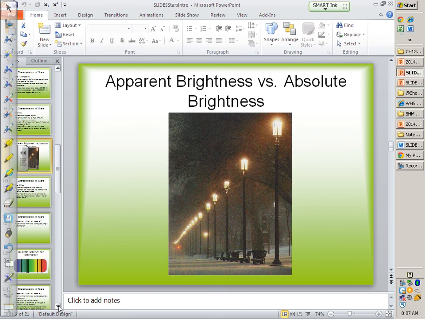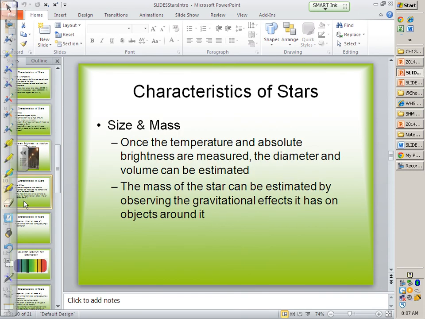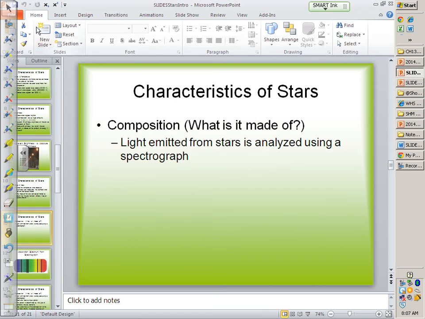All right. The next thing we want to know about stars is what they're made out of. Did we do size and mass? Did we figure that? Yeah. Gravitational effects give us the mass of that star. All right, composition. What is it made out of?